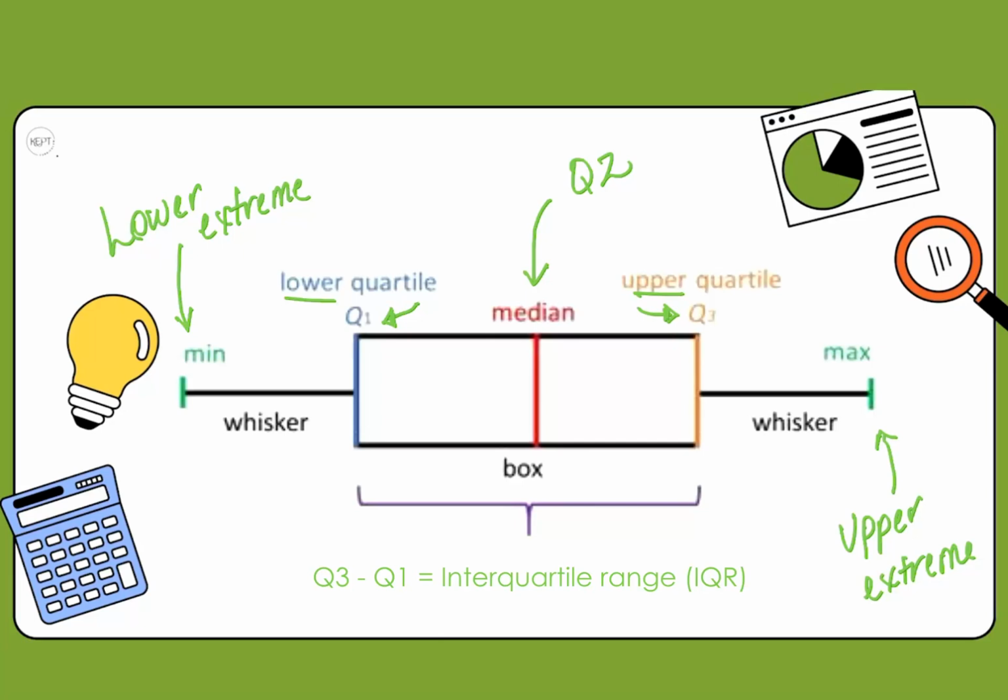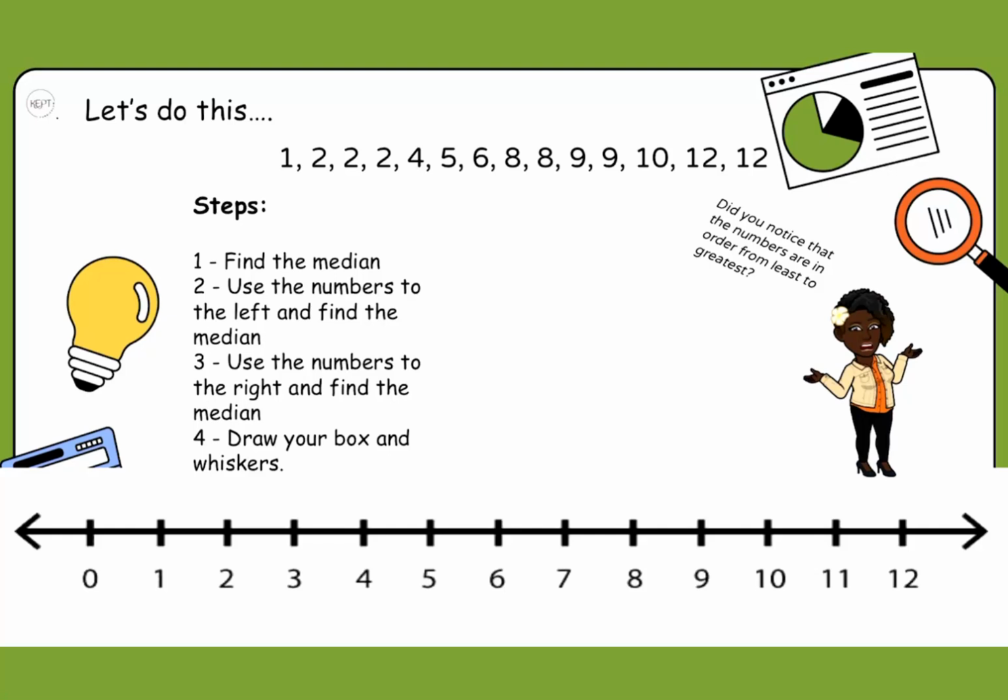If we want to find the interquartile range, we look from Q1 down to Q3 and find the range between those. That is our interquartile range, and that creates the box of our shape, which extends out to our whiskers, our minimum and maximum. So let's do this.